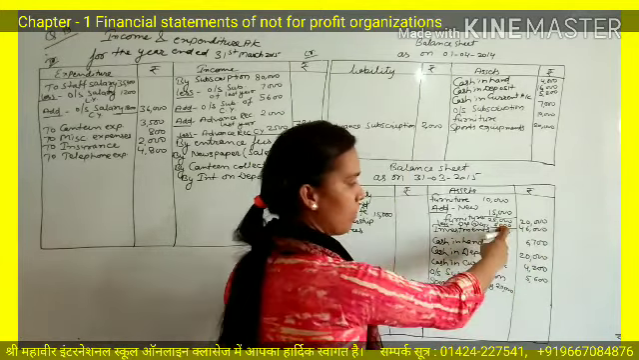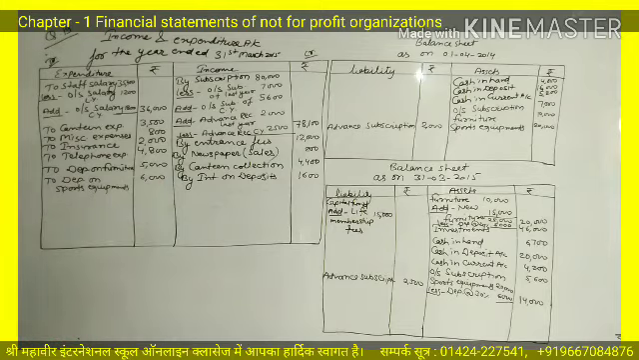Amount is 5,000. In the same way, depreciation on sports equipment, less depreciation at the rate of 30%. So 30% of 20,000 is 6,000. So the net amount of sports equipments is 14,000. This 6,000 will also be transferred to the income and expenditure account as depreciation on sports equipment, that is 6,000. So all the information is completed now.